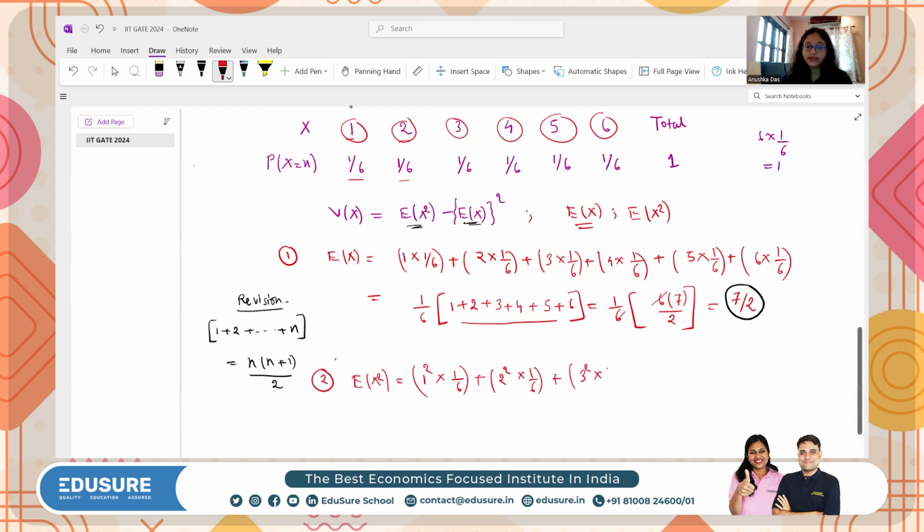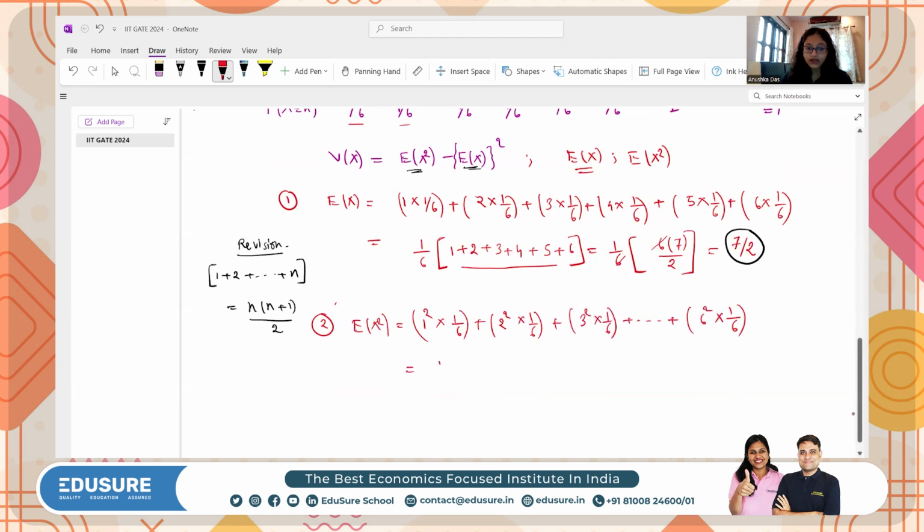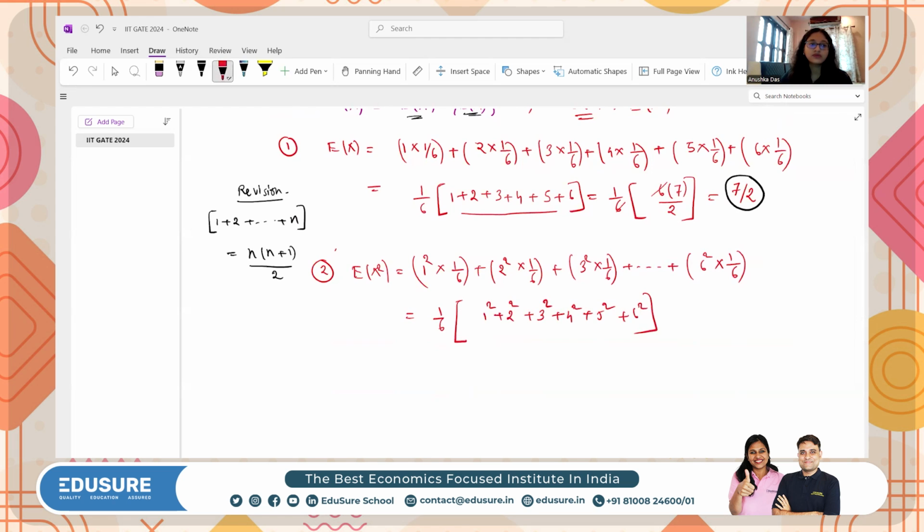3 square into 1 by 6. Similarly, using this, you have 6 square into 1 by 6. Now again take 1 by 6 out. So you have 1 square plus 2 square plus 3 square plus 4 square plus 5 square plus 6 square. Okay. Now, again, if you remember, what was this? 1 square plus 2 square up to n square. This was n into n plus 1 into 2n plus 1 upon 6. So this was the value.